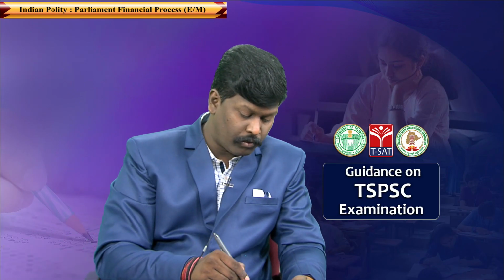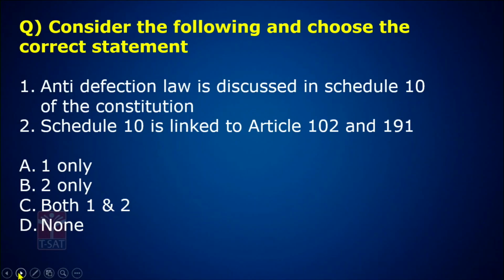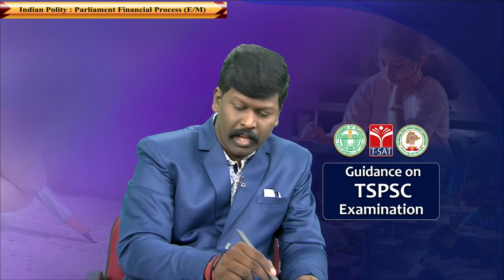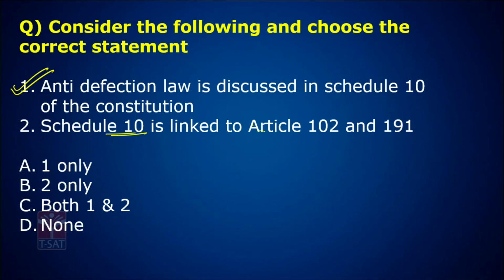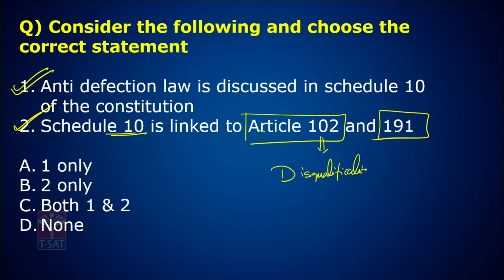Okay, let's go to the next question. Very, very important. Consider the following and choose the correct statement. Anti-defection law is discussed in Schedule 10 of the Constitution. This is absolutely correct. I told you before also in the introduction of the class. Schedule 10 is linked to Articles 102 and 191. Article 102 talks about disqualifications of members of Parliament, and 191 talks about disqualifications of members of state legislature. So both the statements are correct.